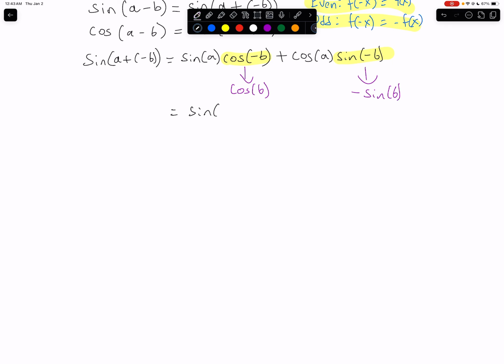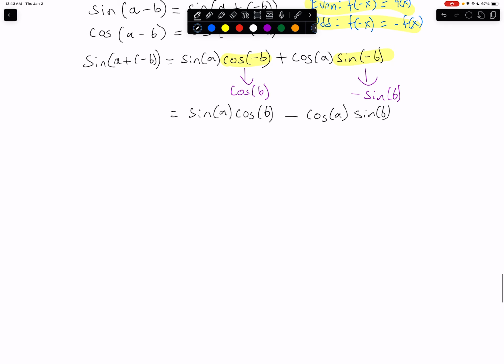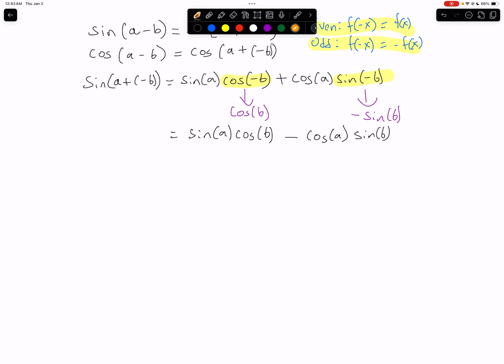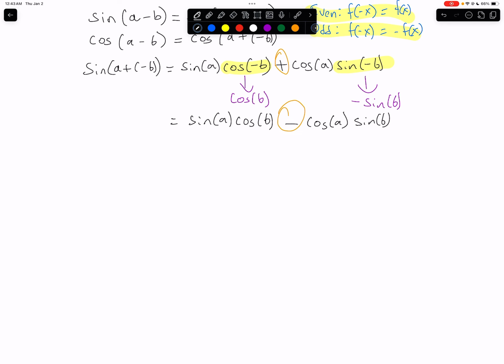We'll get sine of a cosine of b minus cosine of a sine of b. Hopefully you notice here the signs literally just switched. Therefore, sine of a minus b equals sine of a cosine of b minus cosine of a sine of b.